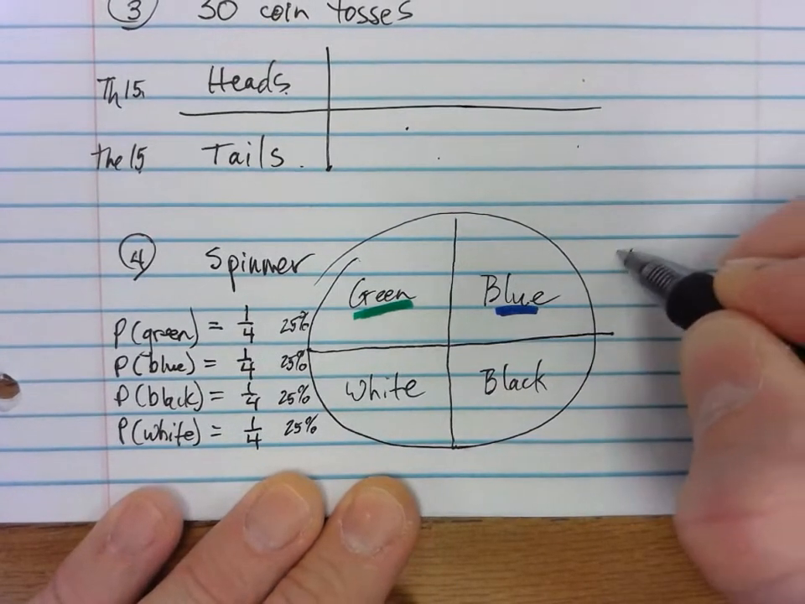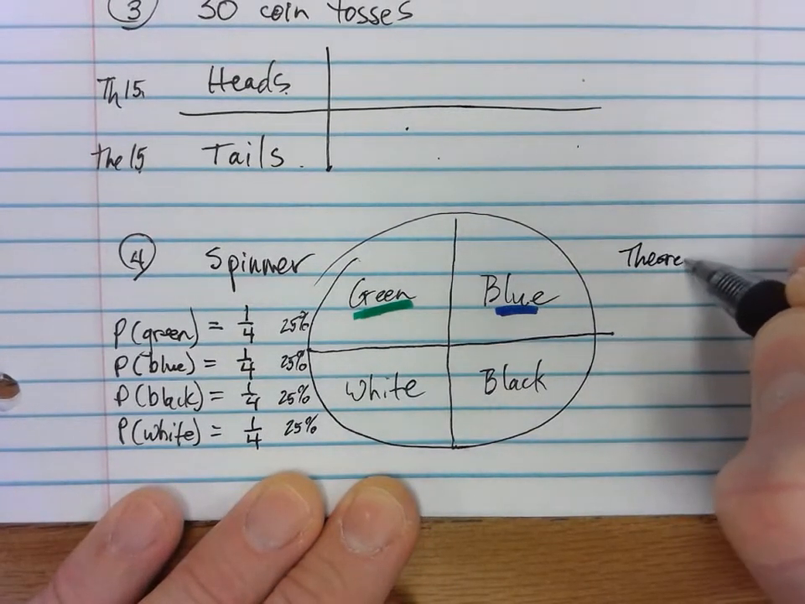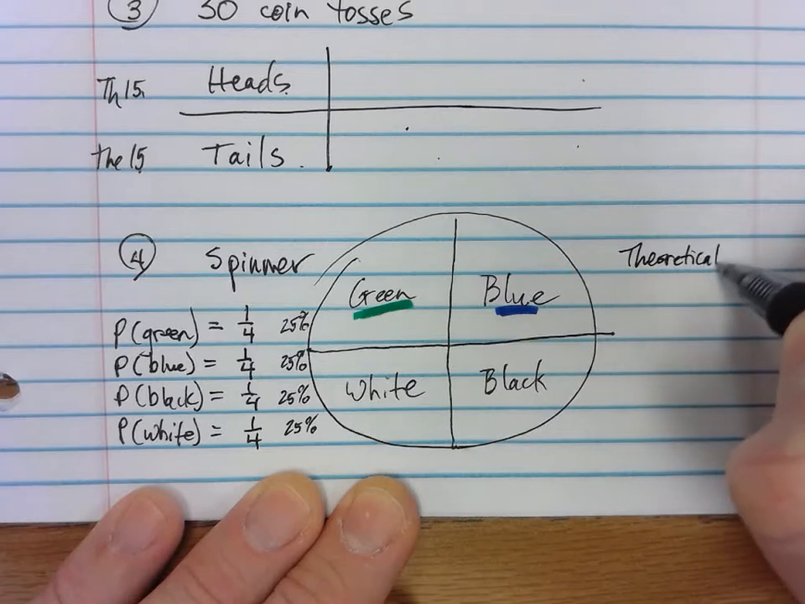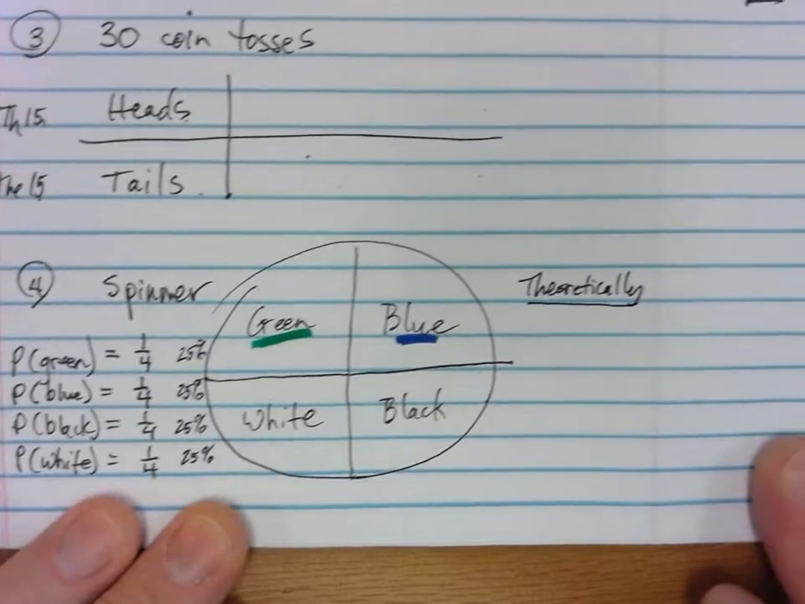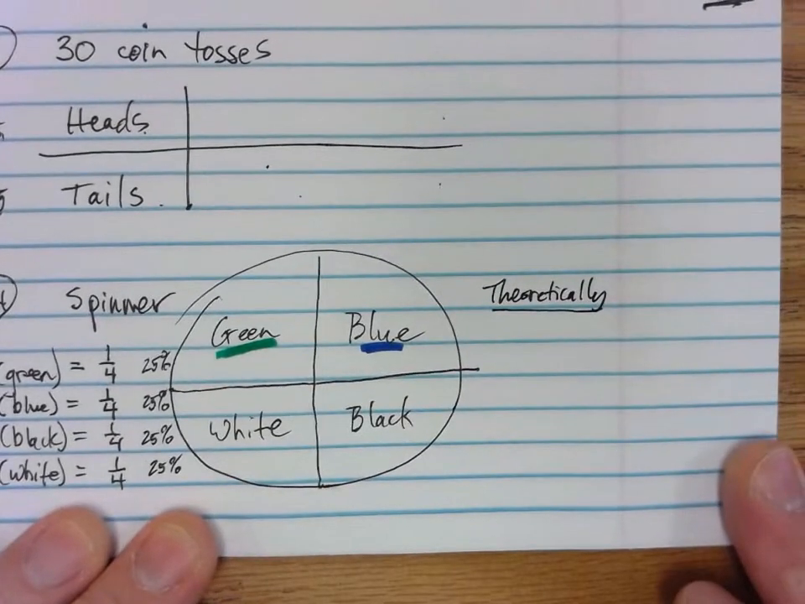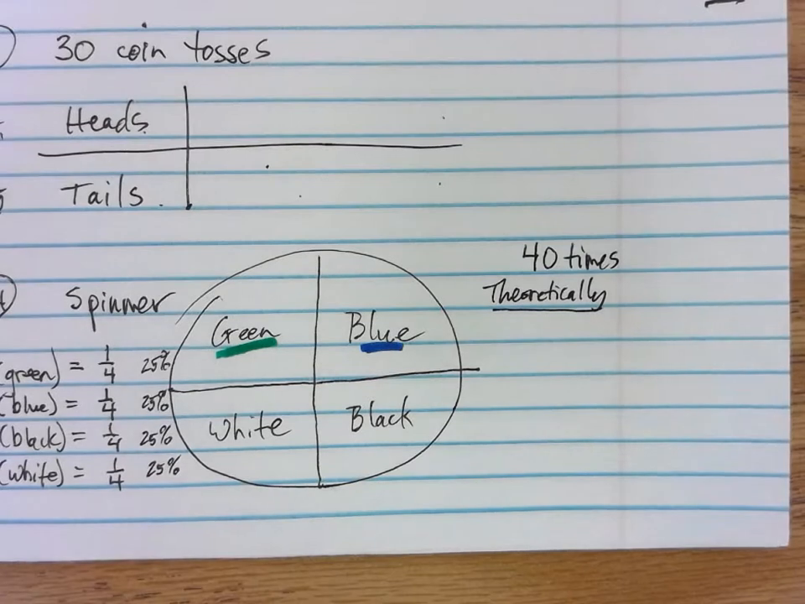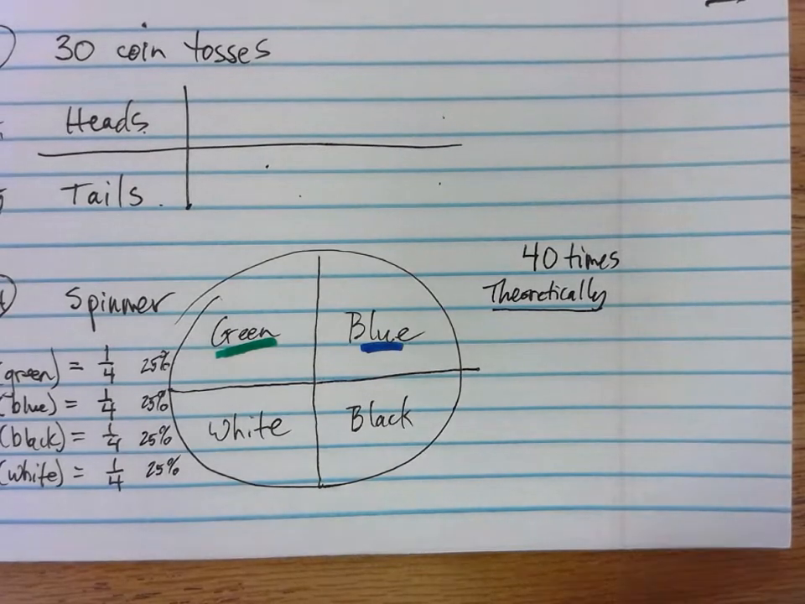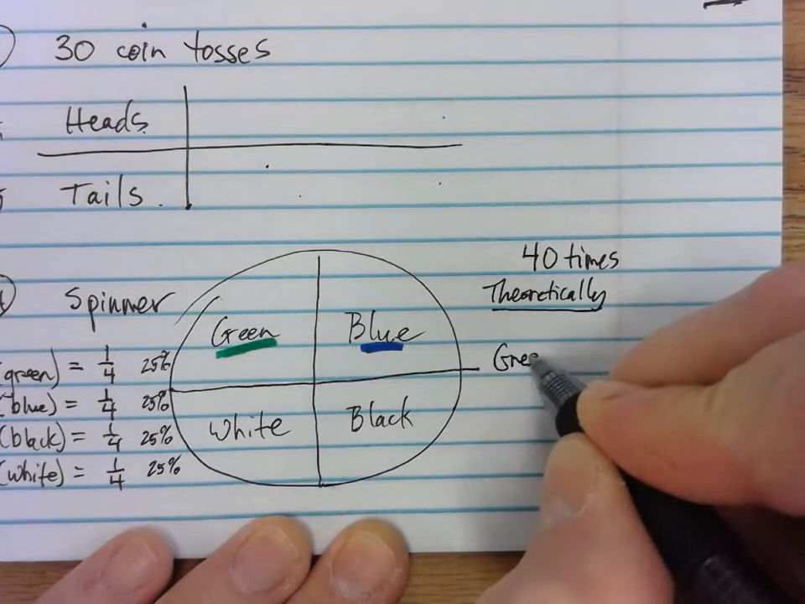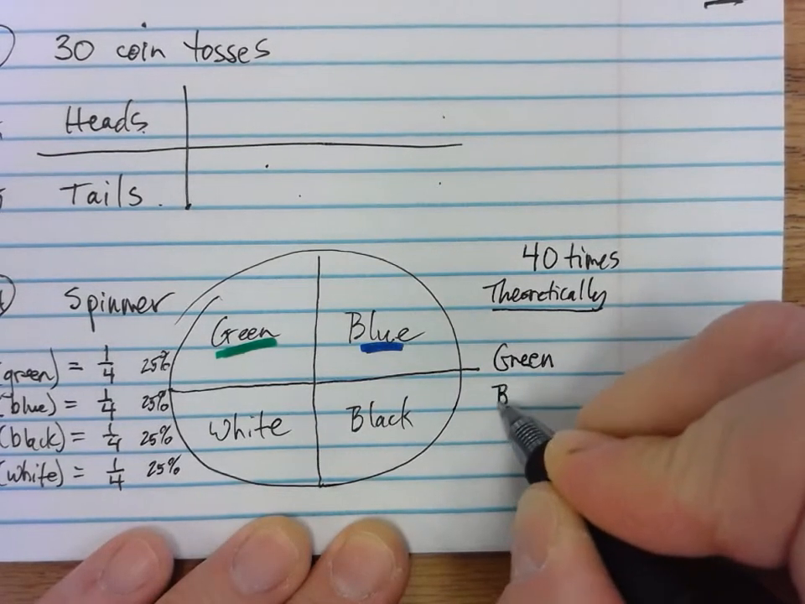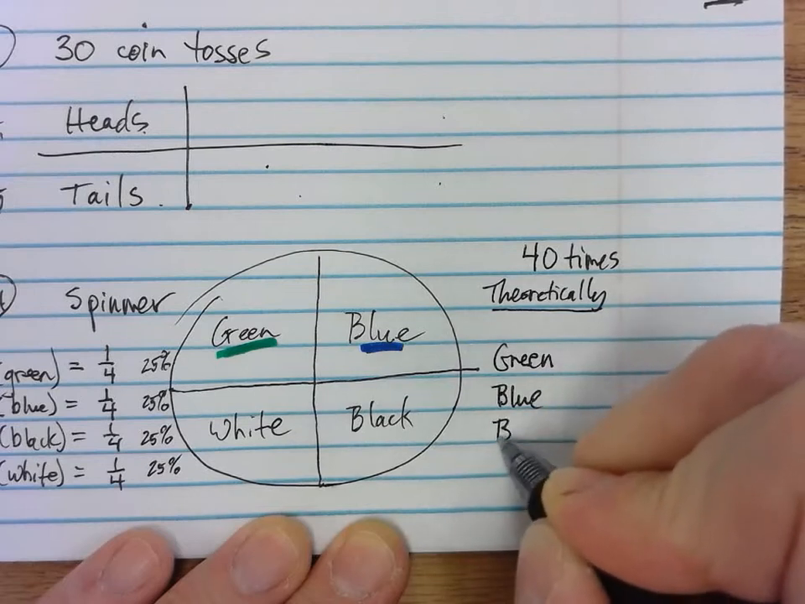All right, so now let's pretend, I'm going to kind of go back up here and do like we did earlier. Theoretically, if I spin this spinner 40 times, so theoretically, I'm just thinking about it, okay? I'm going to spin it 40 times, spin my little spinner. Theoretically, how many times should I get green, blue, black, and white?